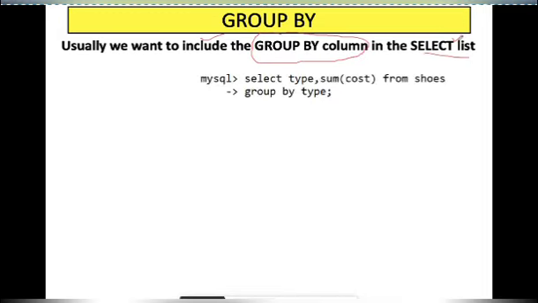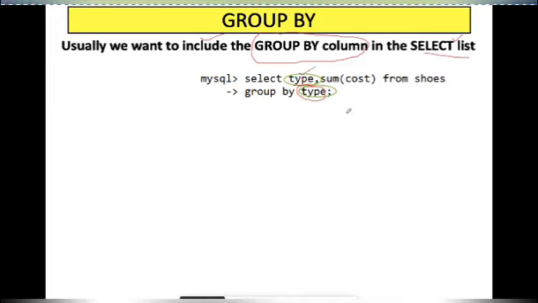So what we are doing here: select type, sum cost. It is grouping the data as per type. We have included type in the select list, and it is group by type. So we have included the type in the select list. See how it makes the difference to the output.